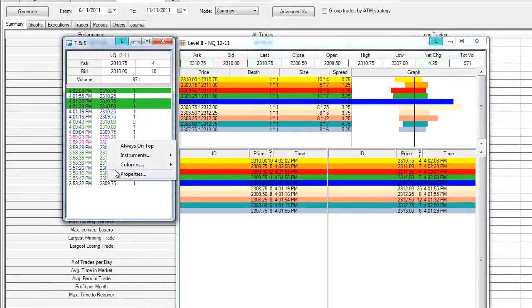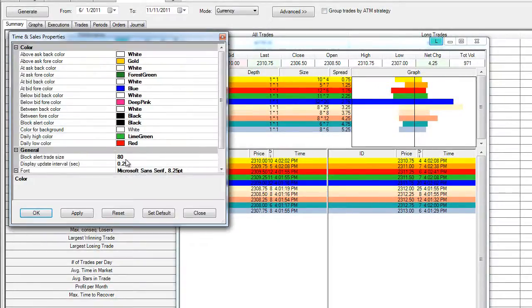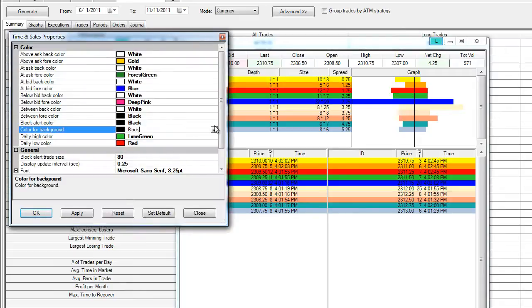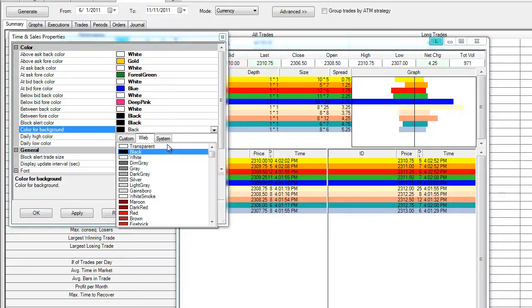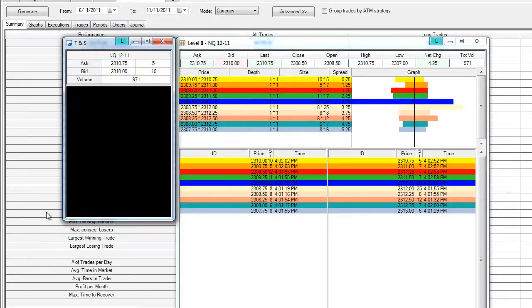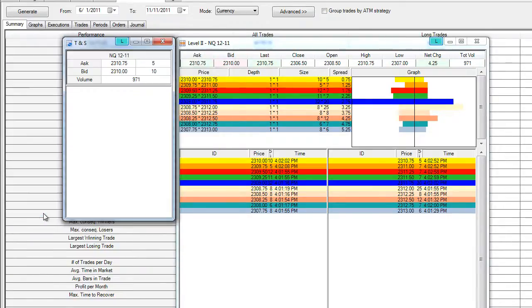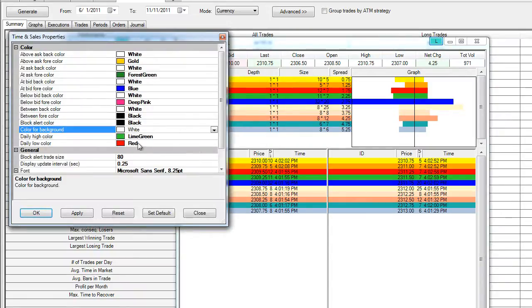What you can do is, of course, right click and you can change these colors to whatever you're comfortable with, and you can even change the background to black, which is what I've seen a lot of people have actually. I'm going to change that back to transparent. And we have our daily high and low color as well.